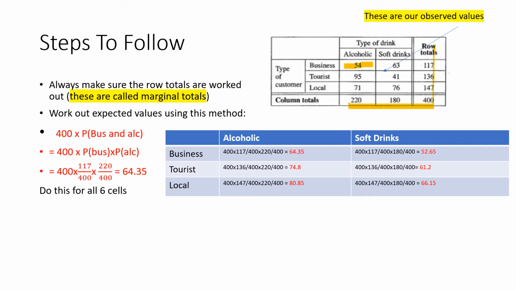These are all my expected values now, and I can see that I expected 52.65 businessmen to have a soft drink, but I observed 63. Okay, I expected 64.35 businessmen to have an alcoholic drink, but I observed 54. Now, as I said, you could look at these by eye and make a decision, but it's very important in statistics to do things significantly. So we have our expected values and our observed values.